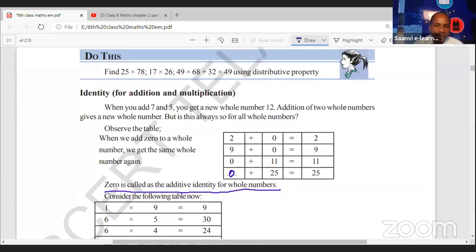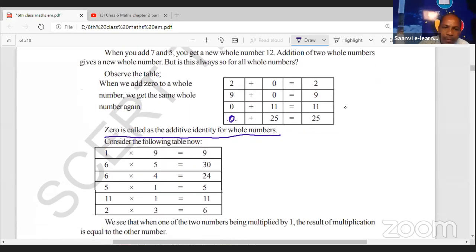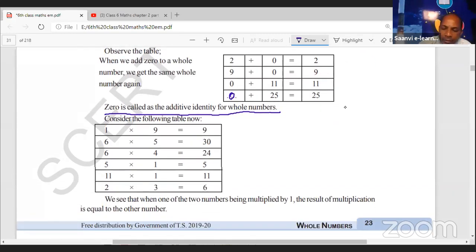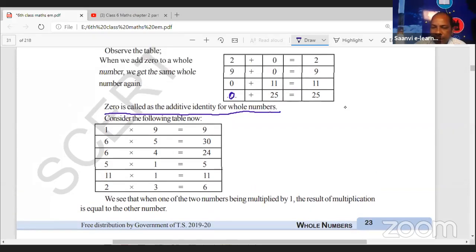Right. And next, what is multiplicative identity? Observe this table. See, when we multiply any whole number with 1, again we get the same whole number. In the first table, what we have discussed is, when we add any whole number with 0, we got the same whole number. So that is why 0 is called additive identity. But here multiplicative identity means when we multiply any whole number with 1, again we get the same whole number.